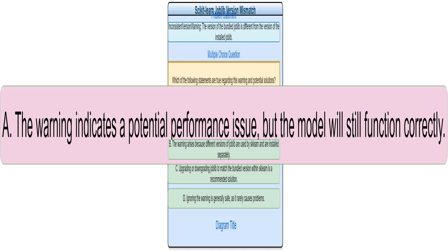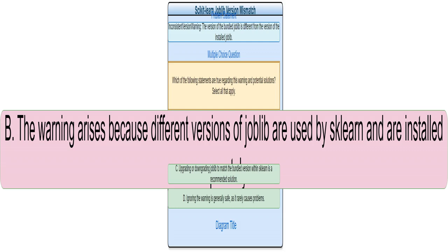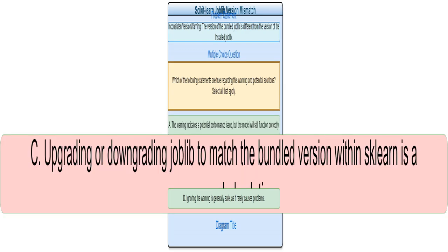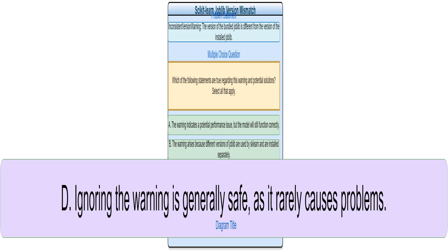This option says the warning might mean slower speeds, but your code will probably still run. I'll tell you whether it's true or false based on the fact that version mismatches can cause unexpected results, sometimes impacting performance. This option focuses on the root cause: two different joblib versions, one part of Sklearn and the other installed independently. I'll confirm if it correctly explains the warning. This option suggests a solution: making sure both versions of joblib match. I'll discuss if changing the joblib version to match is actually good practice. This option recommends ignoring the warning. I'll explain why ignoring this could actually be a bad idea.